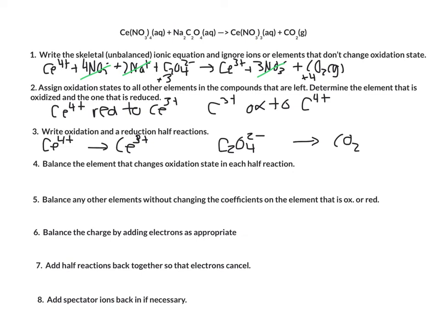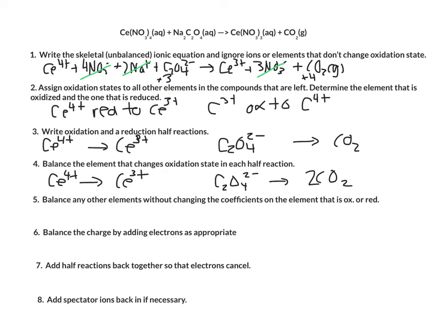So in the next step, we're going to balance the element that changes oxidation state. The cerium is already balanced. There's 1 cerium here and 1 cerium here. So we can just copy that down. Cerium 4+ goes to cerium 3+. However, for the oxidation half reaction, we have 2 carbons on the reactant side and only 1 carbon on the product side. And so we are going to need to multiply the CO2 by 2 to balance the carbons.